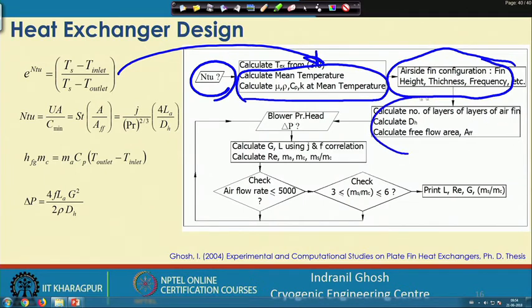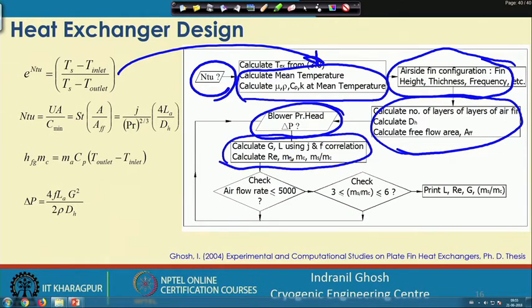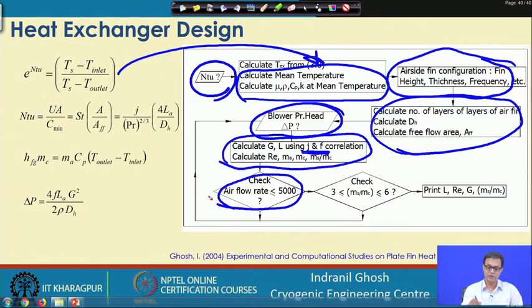From there we can calculate the hydraulic diameter etc., and we can estimate the pressure drop. Once we know the pressure drop, we calculate the other j and f correlations we use here. We need a rough estimate of the heat transfer coefficient and the pressure drop for the test surfaces, and from there we can check whether it is within that Reynolds number region, whether it conforms to our flow rate, and whether it maintains that steam to condensate ratio within 3 to 6. Accordingly we will be finalizing the length of the heat exchanger.